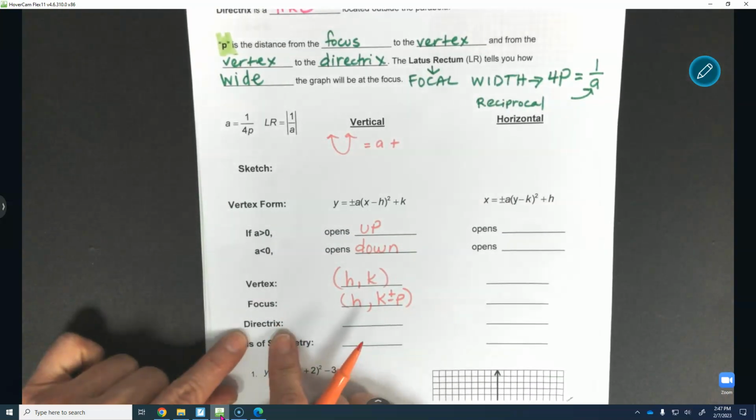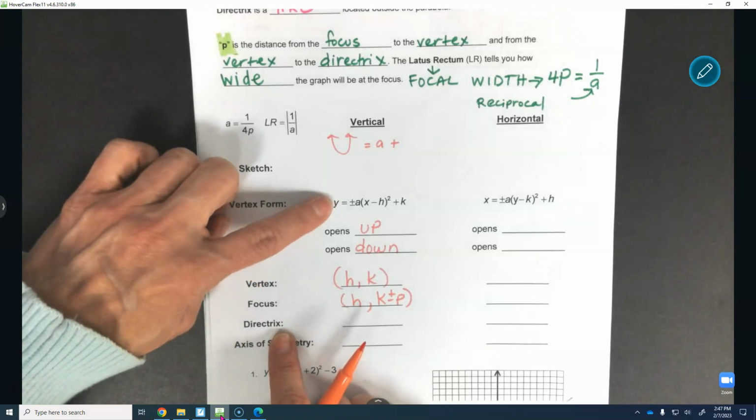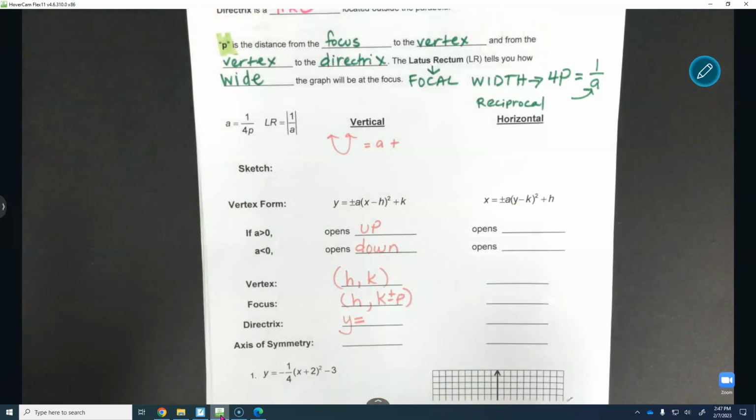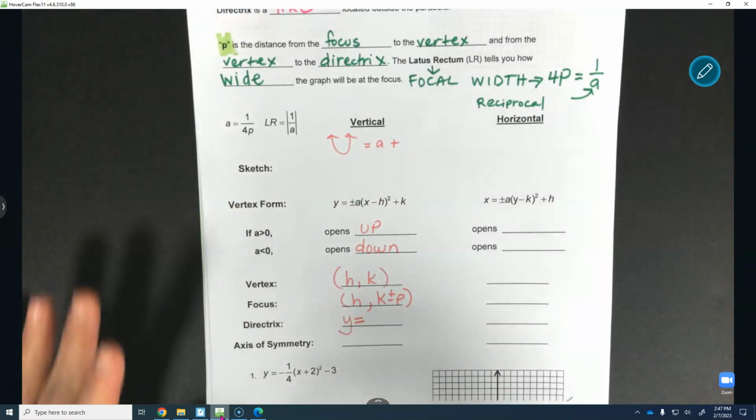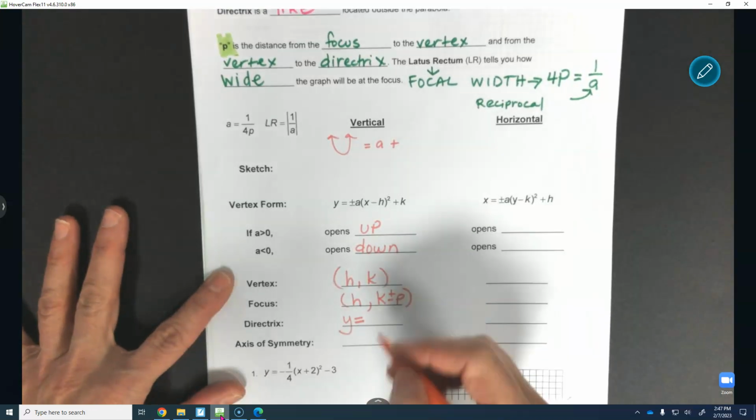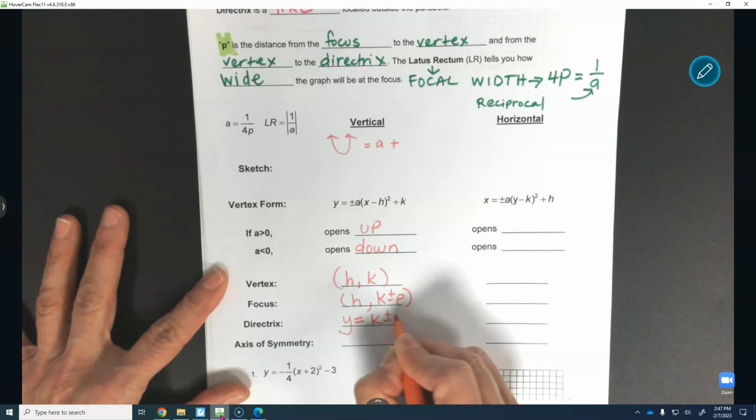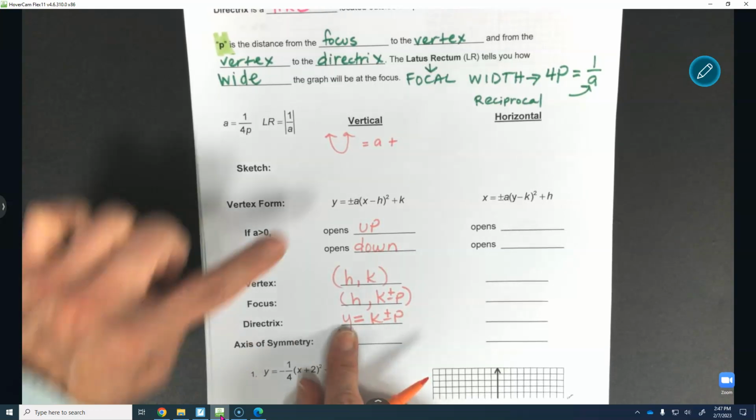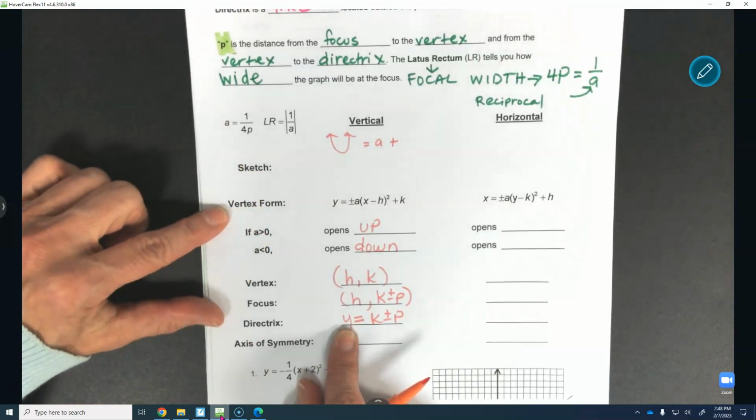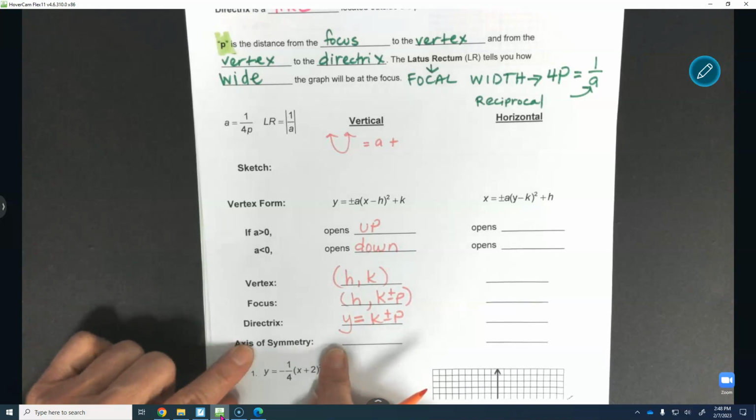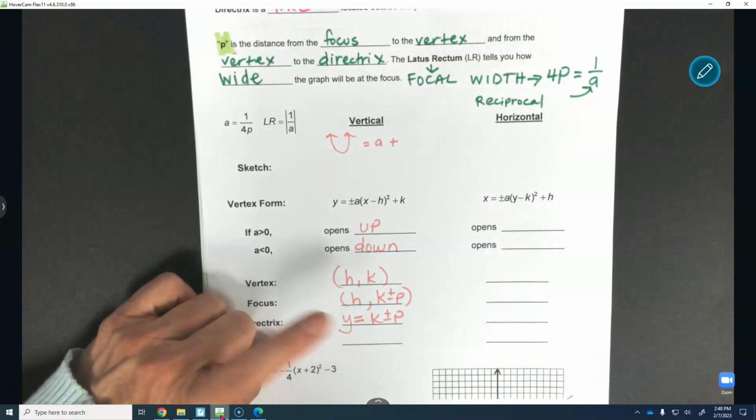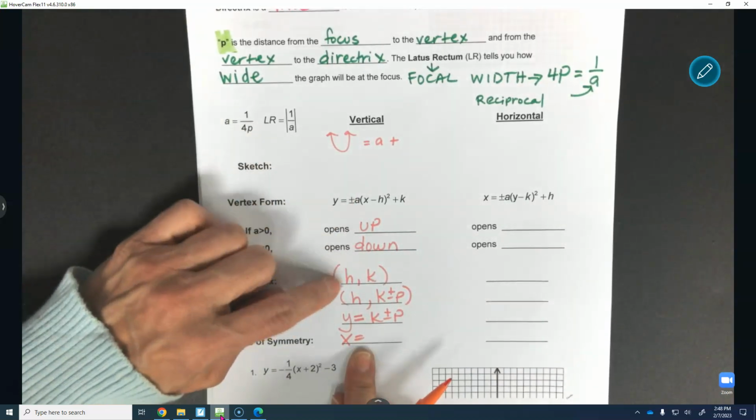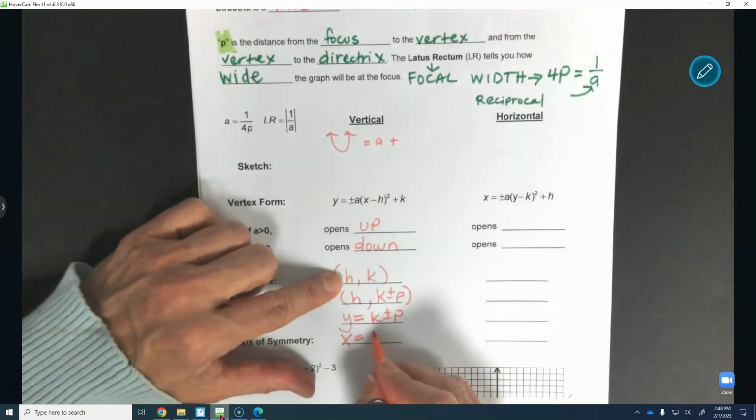So let's talk about the directrix. The directrix always starts with the same letter the equation does. If it starts with a Y, then the directrix starts with a Y. Now, the directrix is just going to be, again, above or below. So this is going to be K plus or minus P, and we're going to talk about that. Just remember for right now, the directrix starts with whatever the equation starts with in vertex form. The axis of symmetry starts with the other letter on the coordinate grid. If that's a Y, the other letter on the coordinate grid is X. And it is going to equal what the vertex is for the X coordinate. So X equals H.